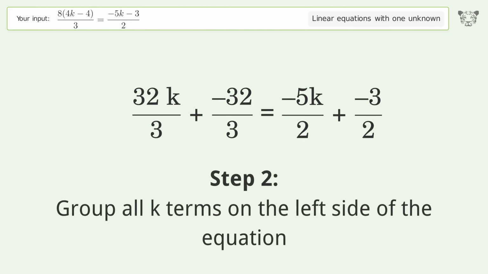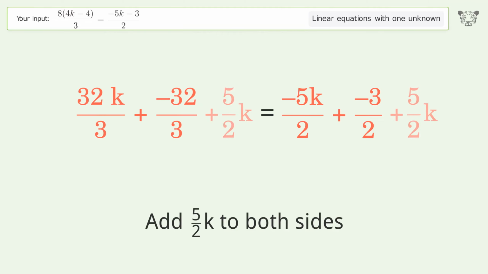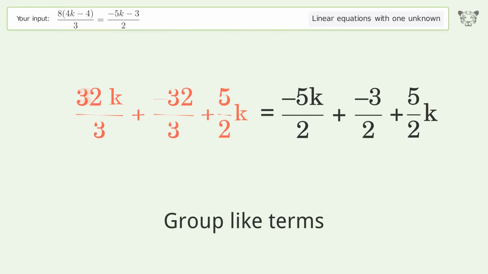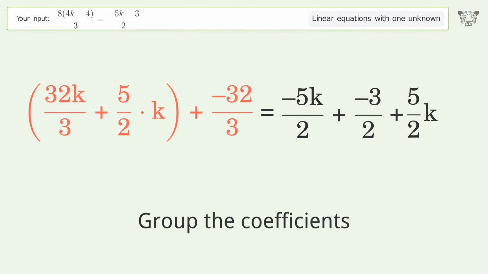Group all k terms on the left side of the equation. Add 5 over 2k to both sides. Group like terms. Group the coefficients.